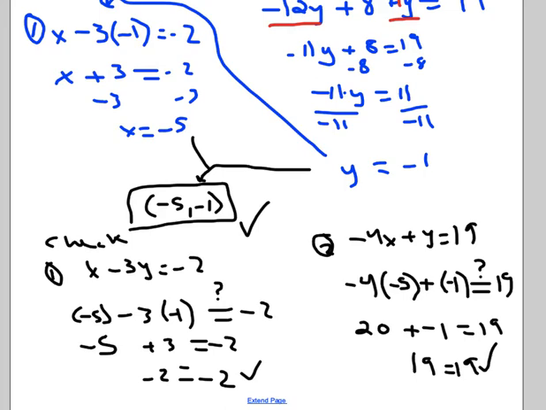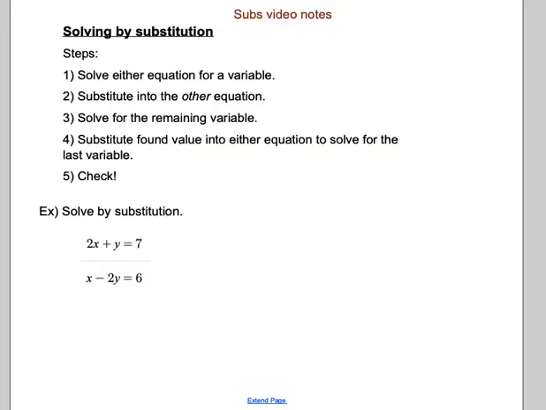Now I've got to find my next page here. Here we go, here's another one. What I would like you to do is pause the video and try this one on your own, and then we'll go over the answer in just a minute. Try to pause this, write it down, and then we will go through it.